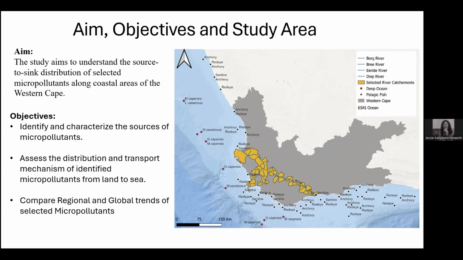We have the deep ocean and the pelagic fish. And we also have the catchments, where we are now looking at the agriculture pollution, which is focusing on the pesticides. And we want to see how these pesticides move from the upper catchment going down to the ocean. So we also include groundwater, we also include sediments, and we are also looking at rivers.